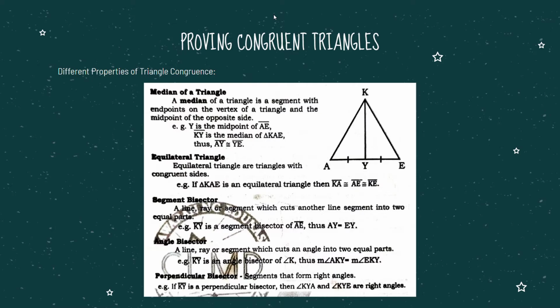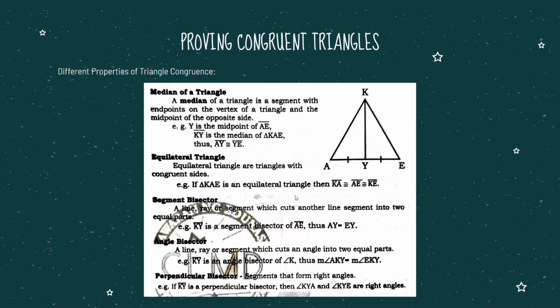Next, we have the median of a triangle. A median of a triangle is a segment with endpoints on the vertex of a triangle and the midpoint of the opposite side. For example, Y is the midpoint of line segment AE. KY is the median of triangle KAE. Thus, line segment AY is congruent to line segment YE.